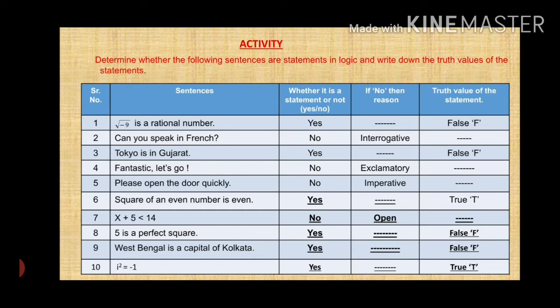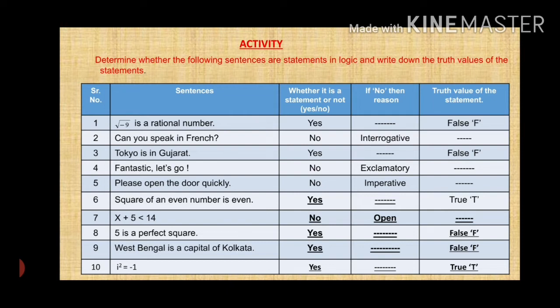Tokyo is in Gujarat. Is it a statement? Yes. Is it right? Is Tokyo in Gujarat? No, Tokyo is not in Gujarat, isn't it? So we write the truth value as false. Next statement. Fantastic, let's go. So it is excitement. It's an exclamatory sentence. You can see this exclamation mark also over here at the end of the statement. So it is not a statement because it is an exclamatory sentence. Next sentence. Please open the door quickly. Again, we have used the word please over here. That means it's a request. So it is not a statement. It is because it is an imperative sentence.